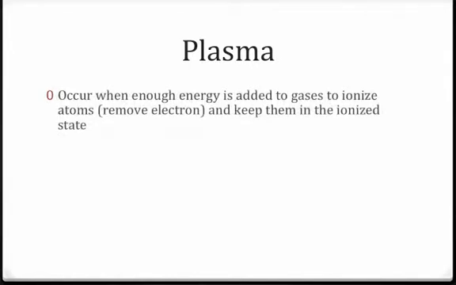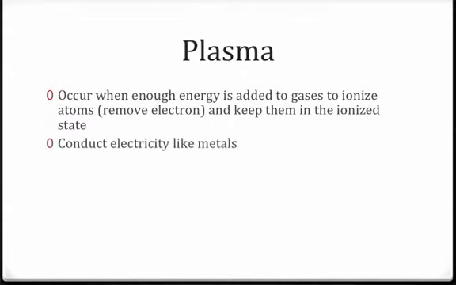Plasmas, again, as we said, occur when enough energy is added to a gas to ionize those atoms, in a sense remove the electrons, and then to keep them in the ionized form, meaning there is a continuous supply of energy that keeps things going. Plasmas, when you make them, tend to need to be ignited. You get a high enough temperature, usually you apply something like a spark, and that kicks off a process where this ionization happens and it maintains itself in the plasma state.